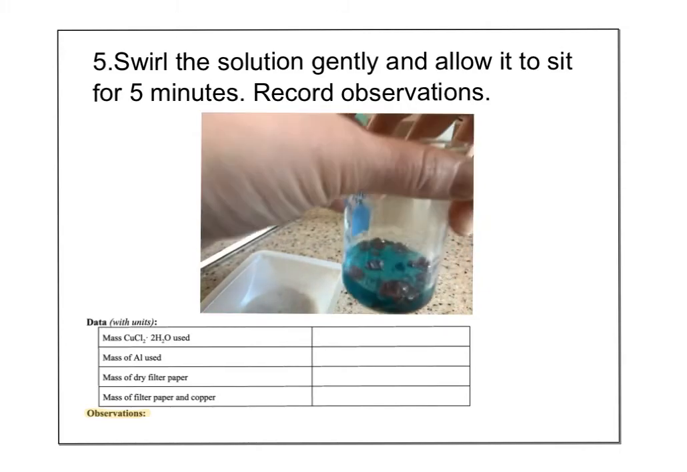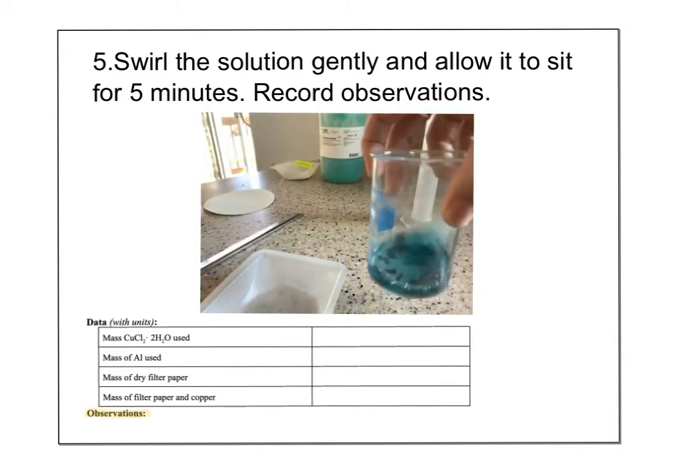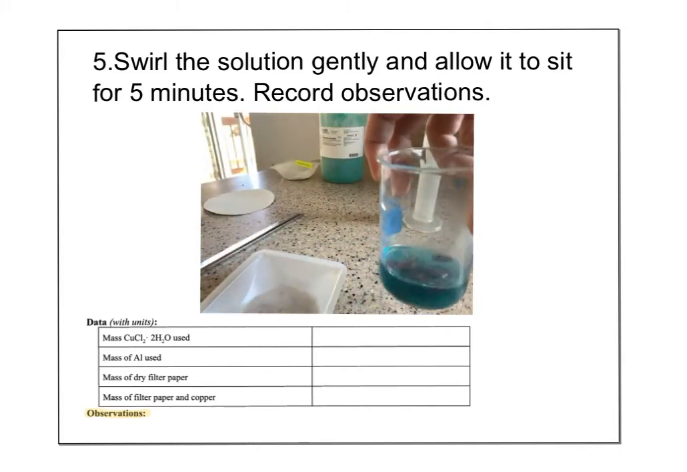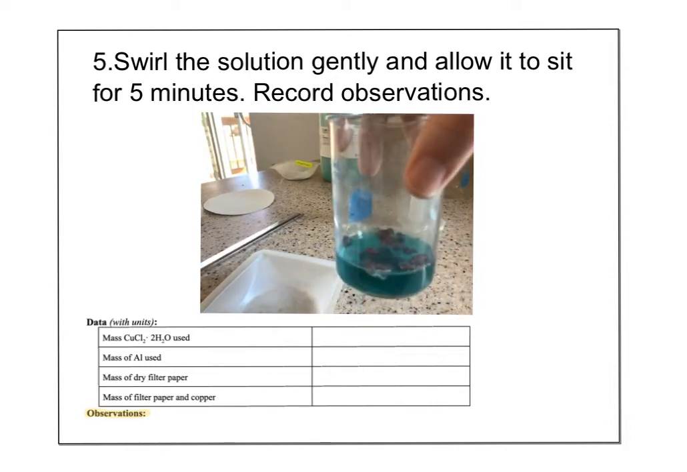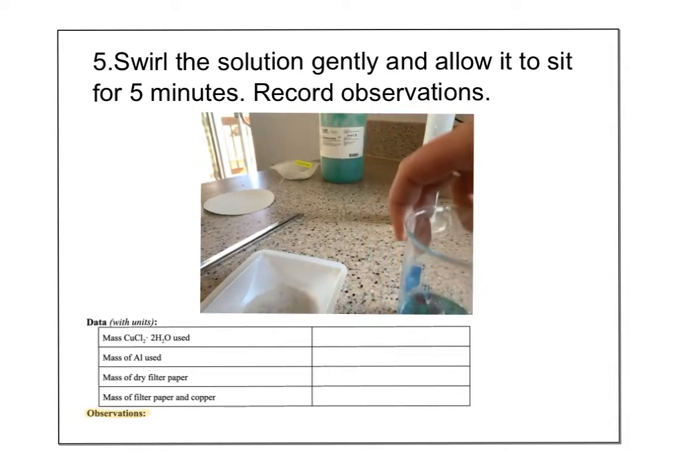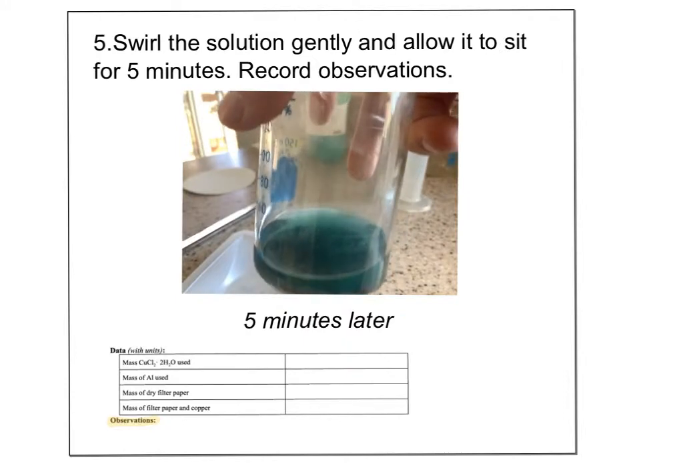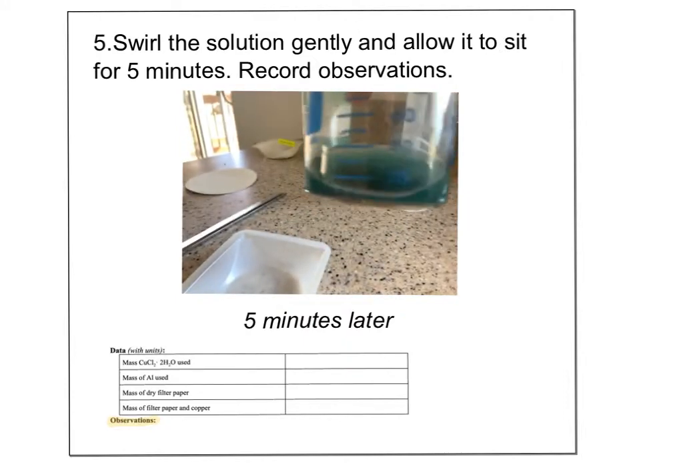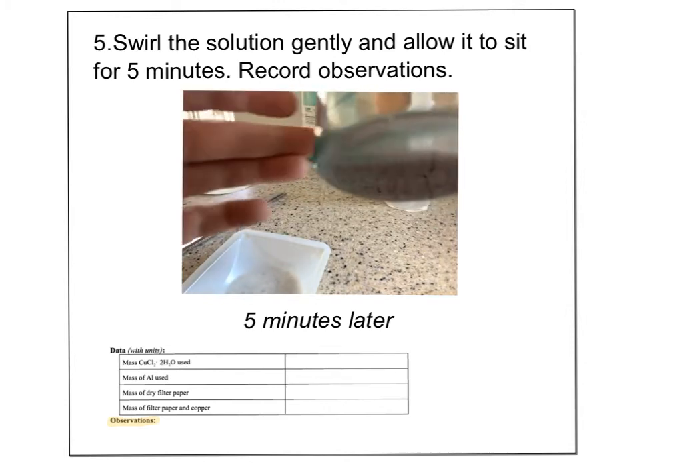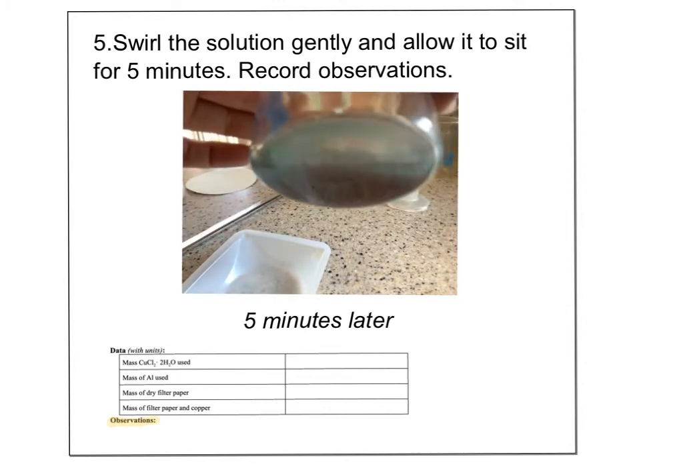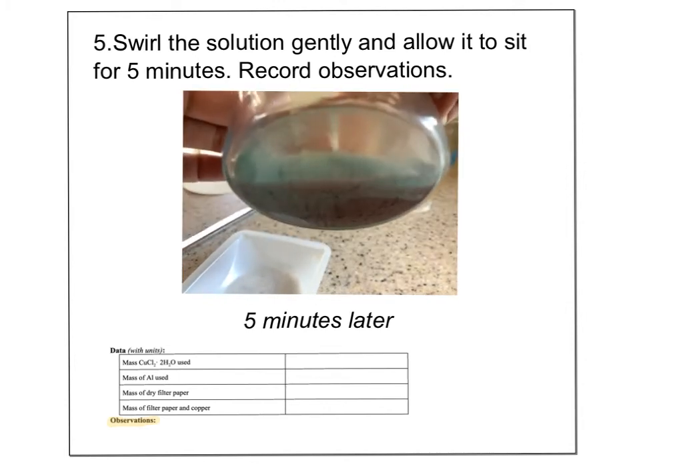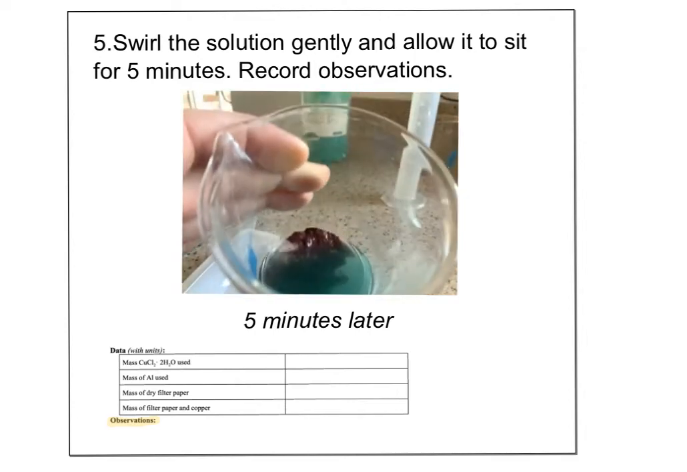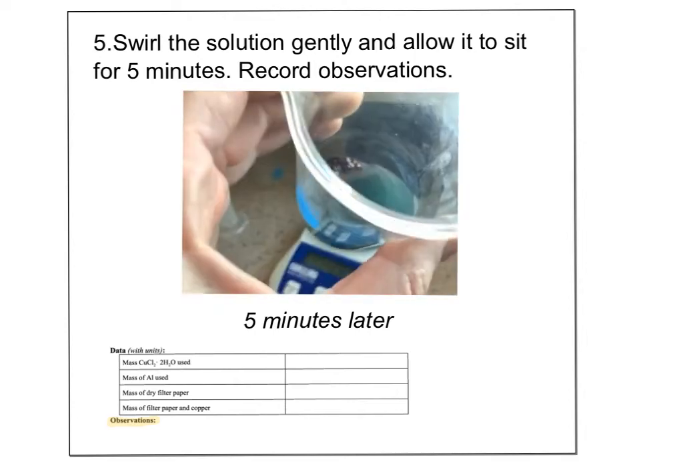Swirl the solution gently and let sit for 5 minutes, and then record observations. So I'm going to let this guy sit for 5 minutes and kind of swirl in between. All right, 5 minutes later, I've been swirling here on and off. I'm gonna try to tilt this so you can see the bottom. Wish my camera were a little clearer. Or maybe this way is better. Let's go to the light.